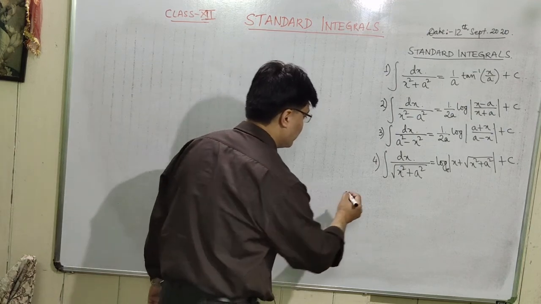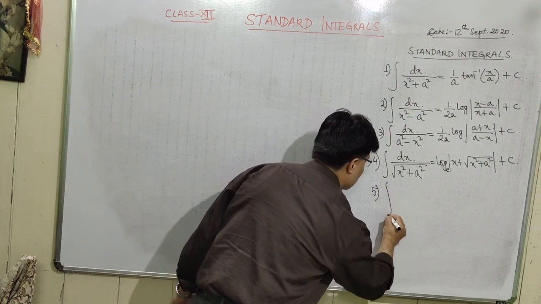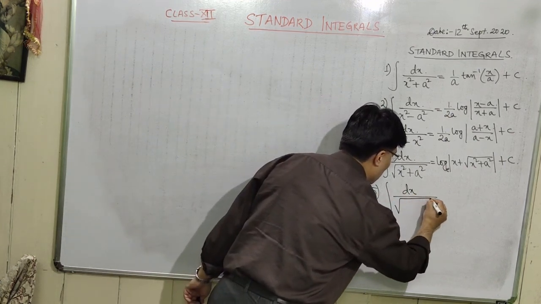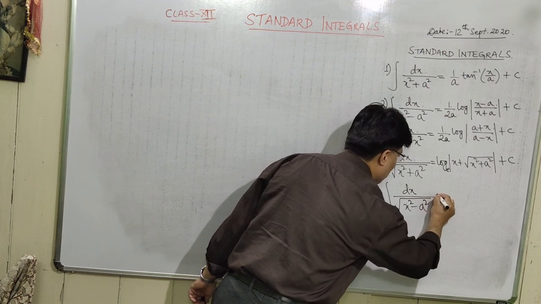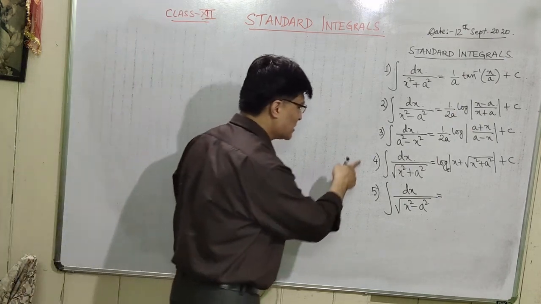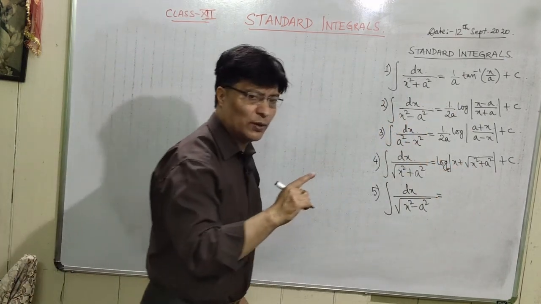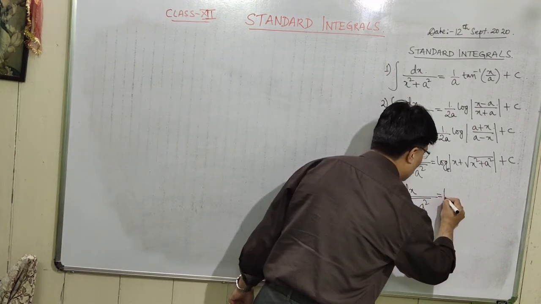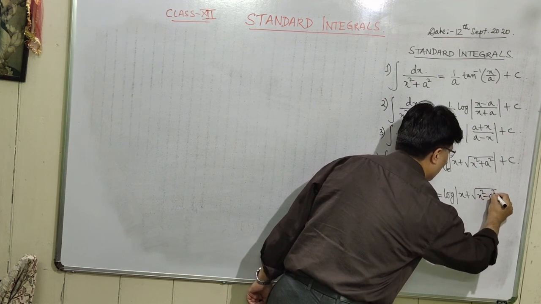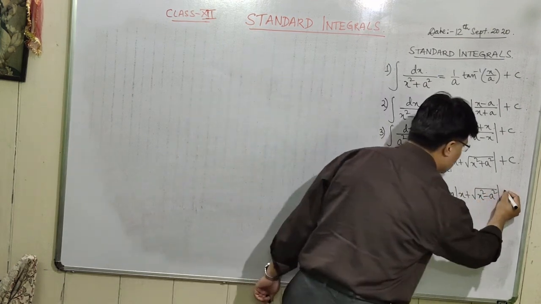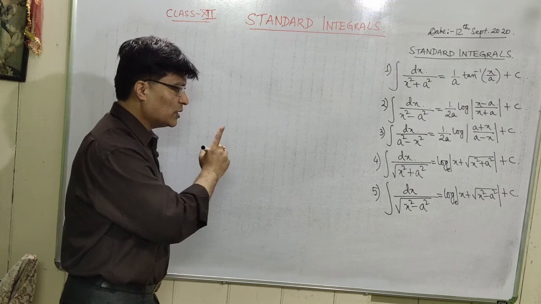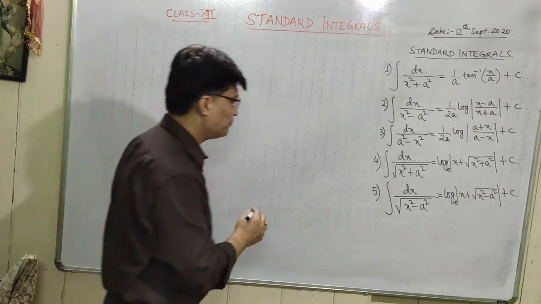Now number 5, integration of dx divided by within square root x square minus a square. What is this formula now? Its formula is the same as number 4, but within the square root there will be x square minus a square. It is equal to log within mod x plus root over x square minus a square, mod sign closed, plus c, here the base is e. So this is the 5th standard form.